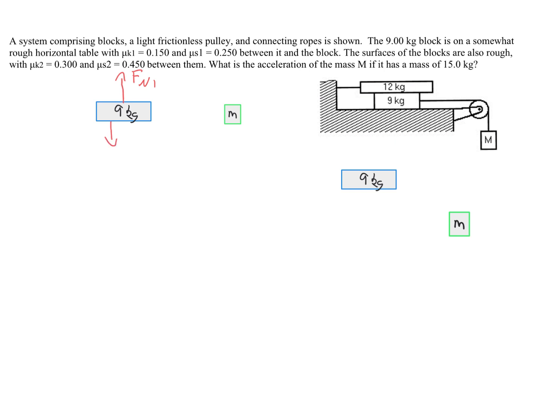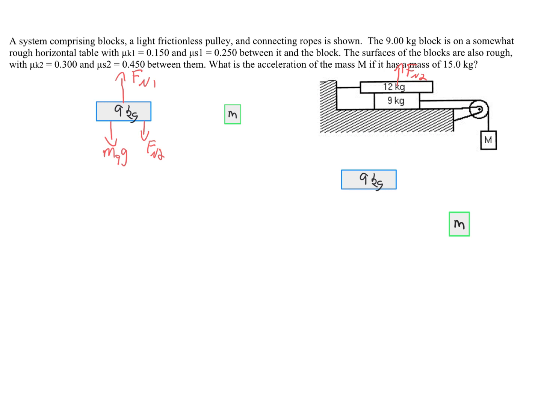Similarly, we're going to have the weight of the 9 kilogram block, so M9g pushing down, and then we'd also have the equal and opposite, what I'd call Fn2, pushing down on the 9 kilogram block. That's really just going to be the weight of the 12 kilogram block pushing down, because the 12 kilogram block is going to have that Fn2 pushing upward on it.